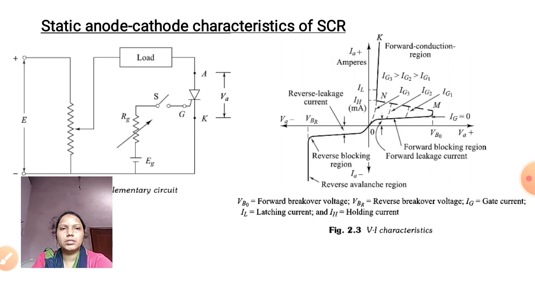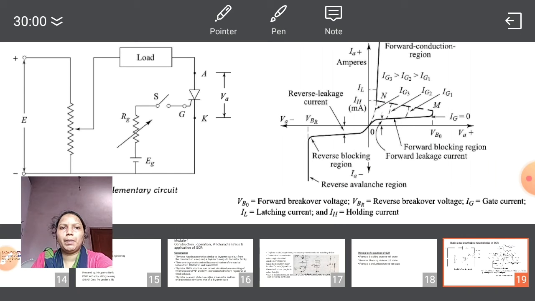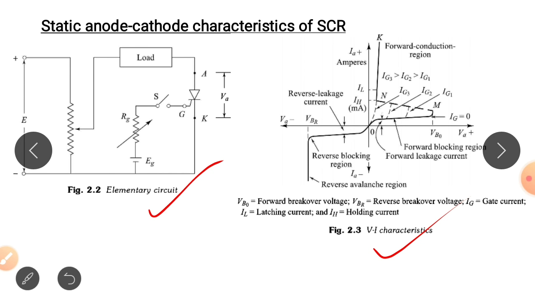So in this slide, this part is the VI characteristics of SCR. This graph represents the VI characteristics of SCR, and this graph comprises the three modes of operation of SCR, and this circuit represents the elementary circuit of SCR. Okay. So the VI characteristics of SCR comprise three modes of operation of SCR.